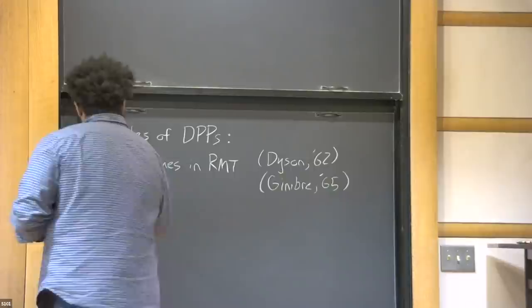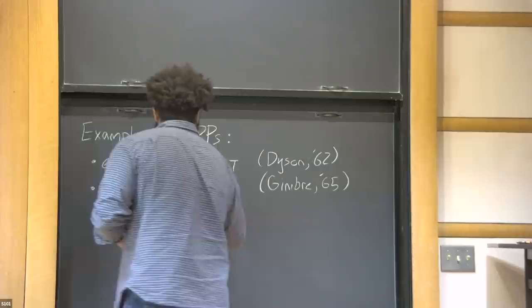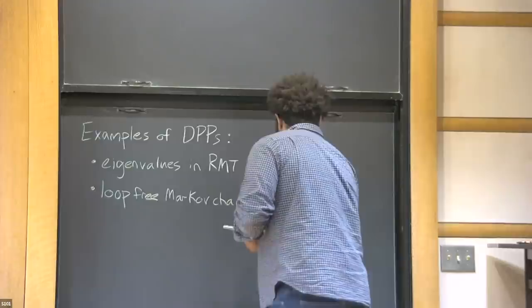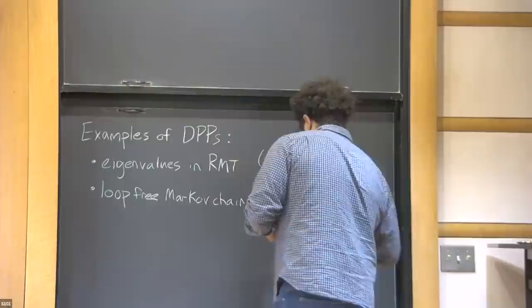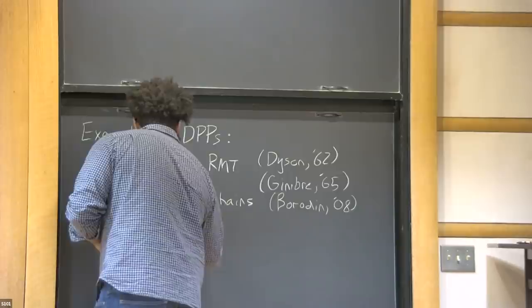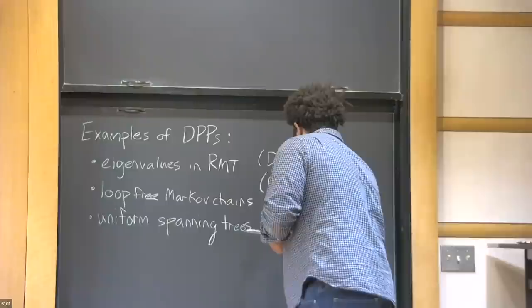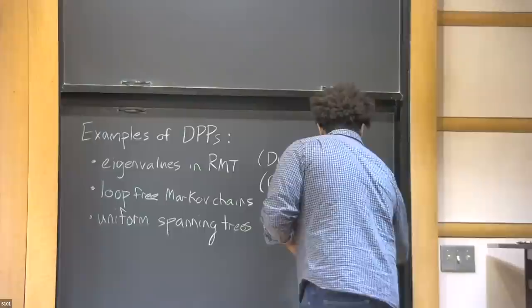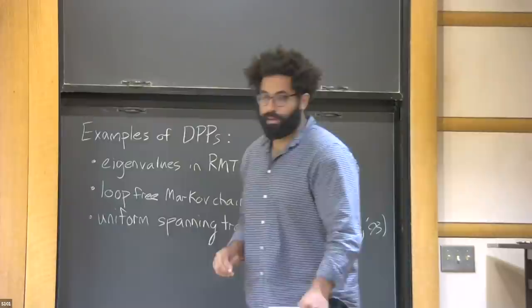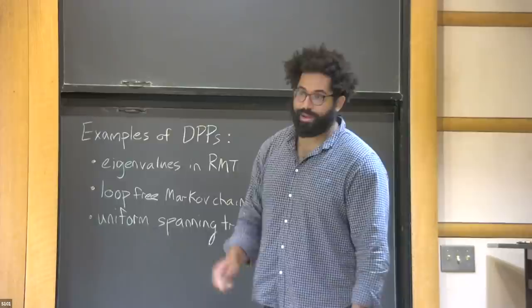Other interesting examples are these so-called loop-free Markov chains. Probably the most well-known discrete example is uniform spanning trees. Are you going to write down the matrices or just tell us with this? I'm going to list them, then I'm going to talk about them, and I'm also going to go into a little bit of depth in a couple of specific examples.